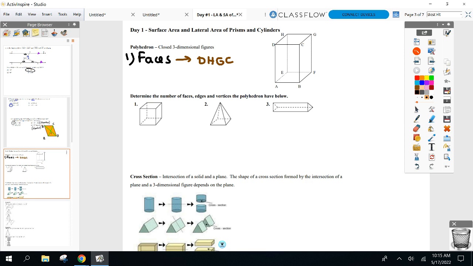The faces are connected by edges. Anybody want to yell out what you think an edge is here? DA. Yep, segment DA is an edge. And then what are the edges connected by? Vertices. Anybody want to yell out a vertex here? E. There you go. Yep.